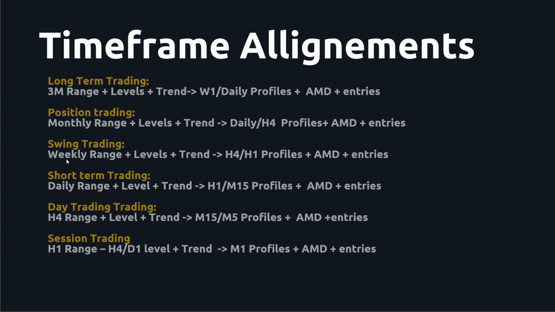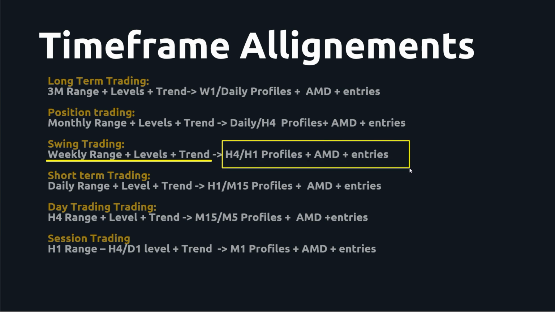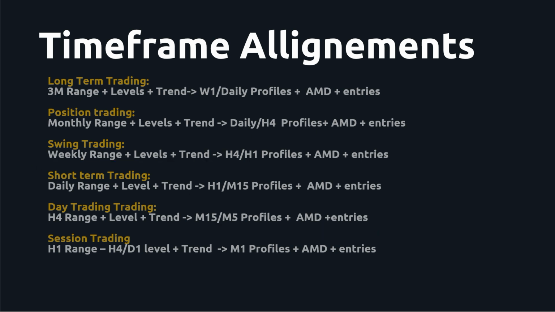So just quickly, if you're trading the weekly range, right, and the weekly levels, and you're looking for the weekly trend, you will be trading from the 4 hour and the 1 hour accumulation, manipulation, distribution entries, and so on and so on. This is important. You cannot trade from the weekly level and try to enter on the M15. It's simply not in the correct alignment, right?